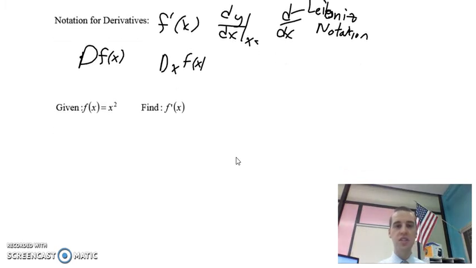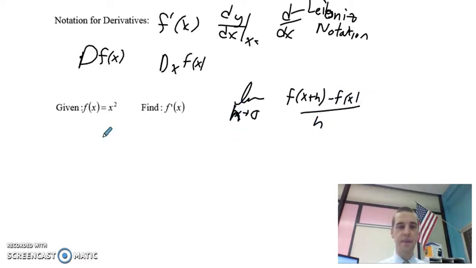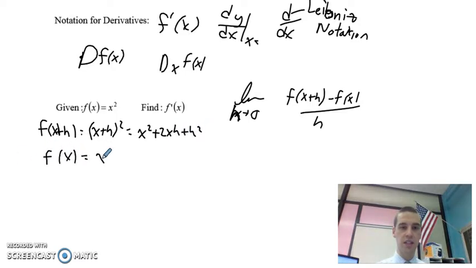So let's use the definition. Remember that the definition is a limit as h approaches 0 of f of x plus h minus f of x all over h. Remember, this is an h right here. So we've got f of x plus h equals x plus h squared. All I did was plug in x plus h where I saw the x. We know that's x squared plus 2xh plus h squared. F of x, which we know is x squared. So all I'm going to do is now plug.